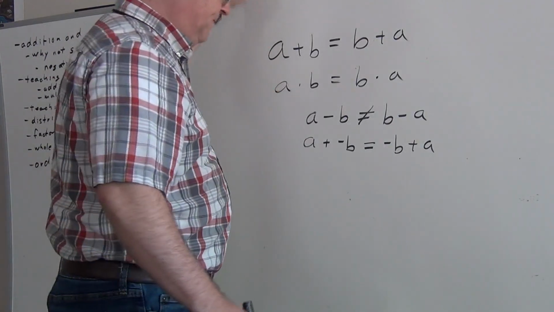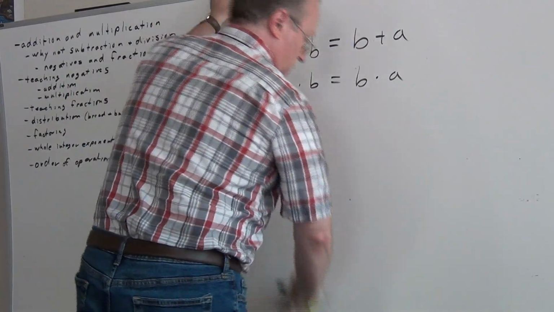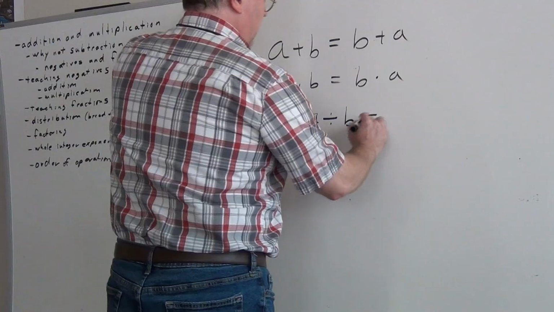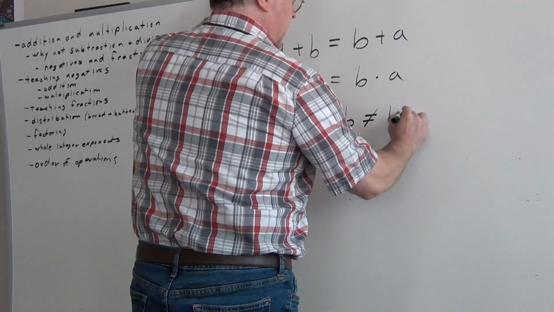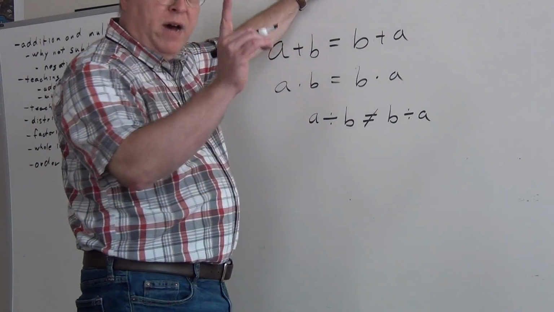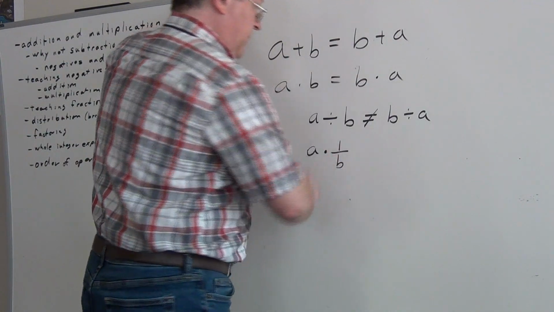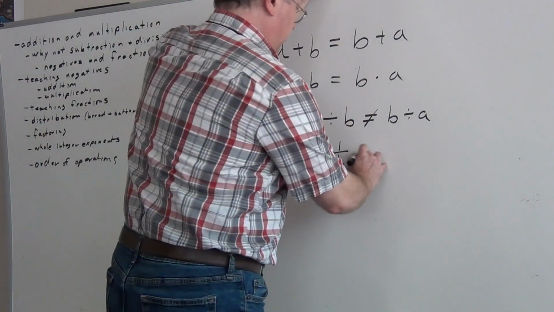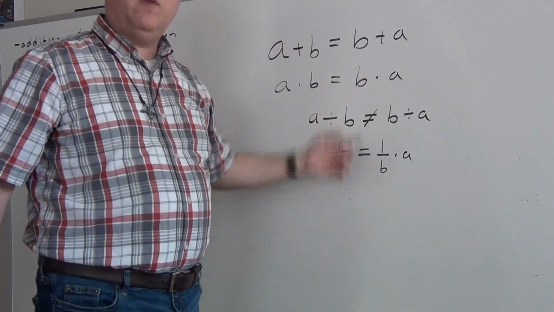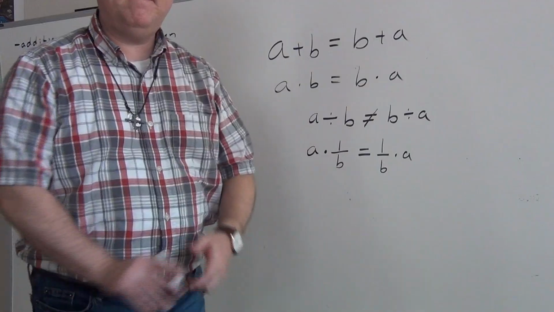All right, what about division? Division is the same way. Say A divided by B is not the same as B divided by A, unless, again, they're the same thing. But A times 1 over B is the same thing as 1 over B times A. We can shuffle these around now. All right? We don't have to worry about which comes first.